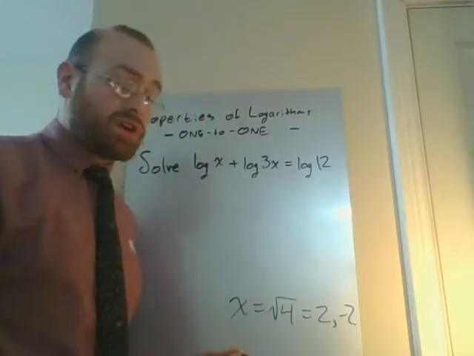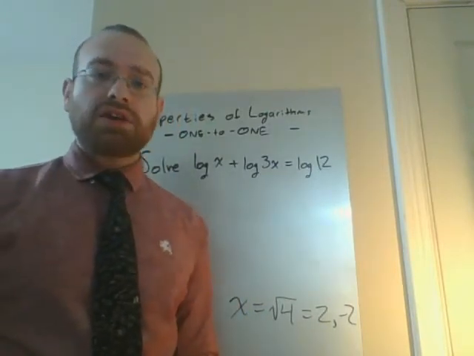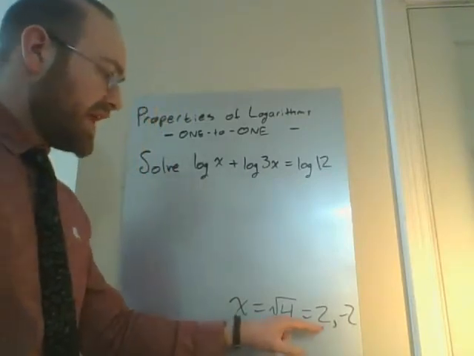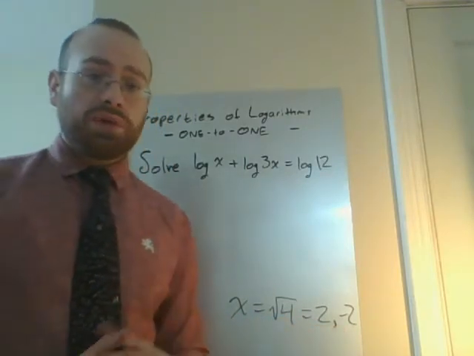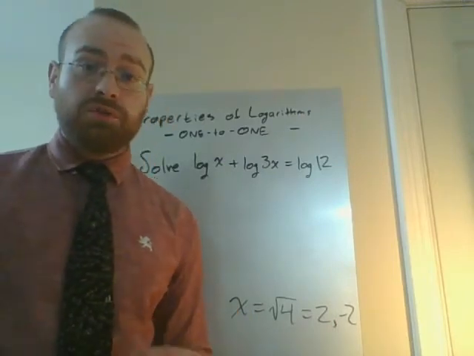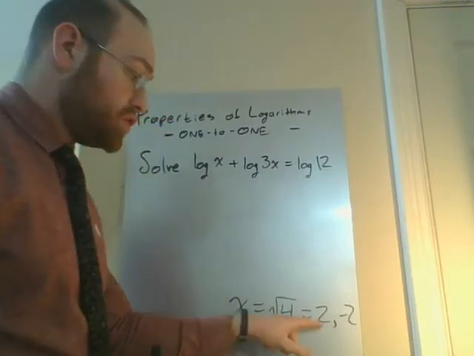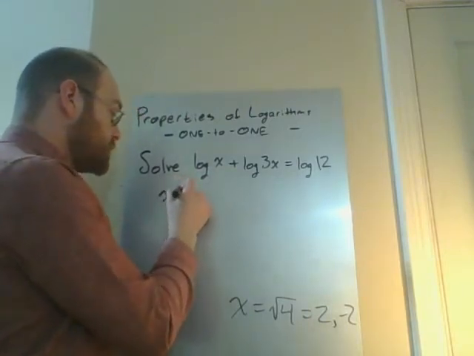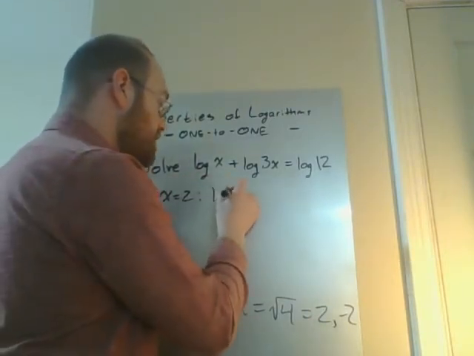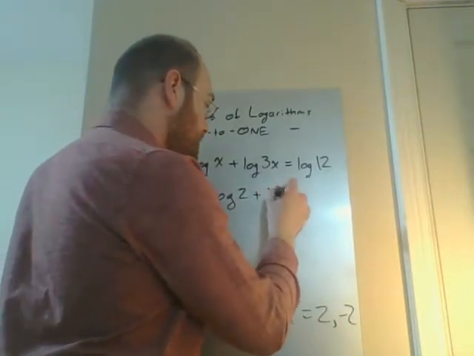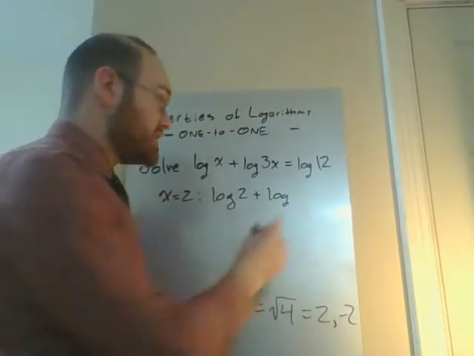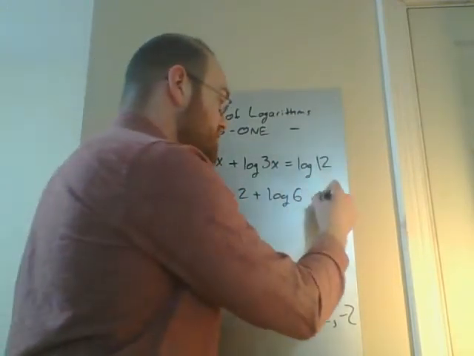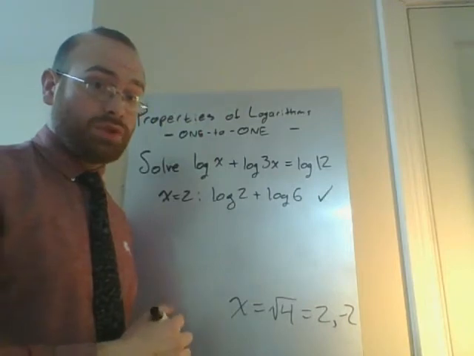Like square roots are undefined for negative numbers, logarithms are also undefined for negative numbers. So because we have two different solutions, we need to check that they work. And so first, we're going to plug in 2 into our original equation. So if x equals 2, we have log of 2 plus log of 3 times 2, which is 6. These are both positive numbers, so everything checks out. It's defined, it's a solution.